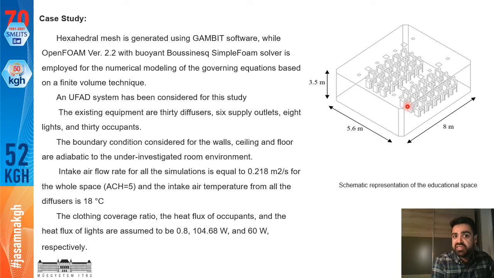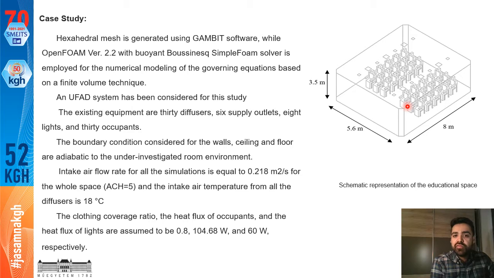The existing equipment is 30 diffusers, 6 supply outlets, 8 lights, and 30 occupants. These are all fixed in all four variations, and the boundary conditions are wall, ceiling, and floor. These are adiabatic, so we try to keep the U value as low as possible. So they are all conditioned zones. In other words, it is the room environment under investigation.